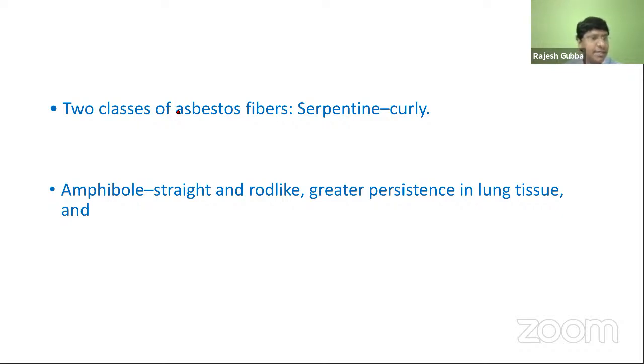Okay. So now in the serpentine type, the subtype what we have is chrysotile, not chrysolite, chrysotile. This will account for nearly 95% of cases of asbestosis. The chrysotile is the subtype of your serpentine type that constitutes nearly 95% of cases of your asbestosis.